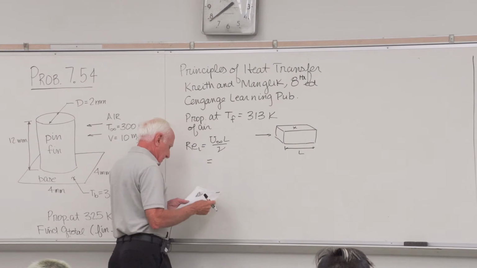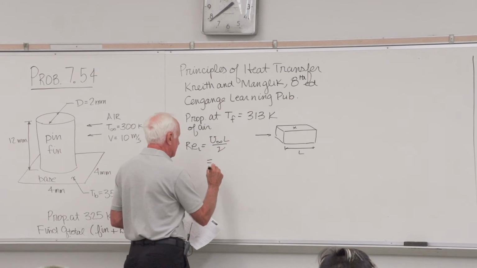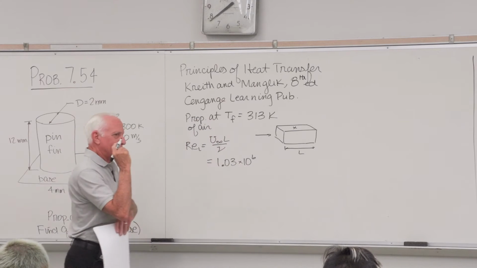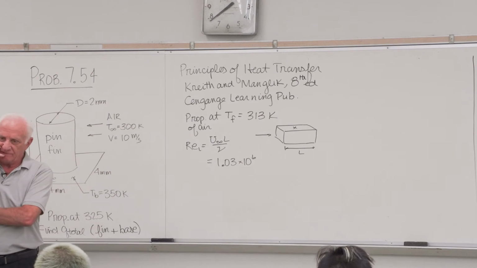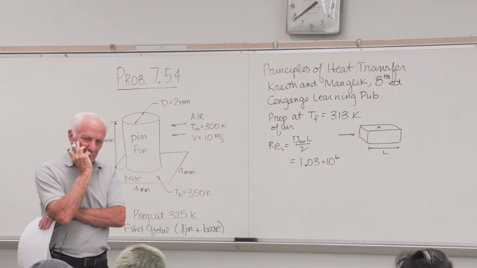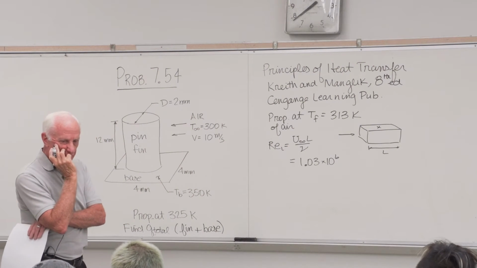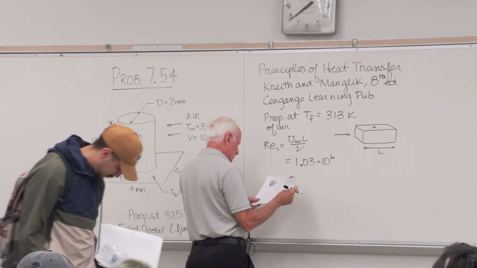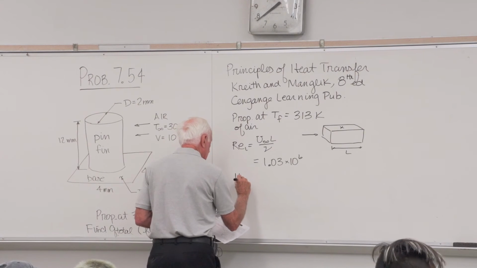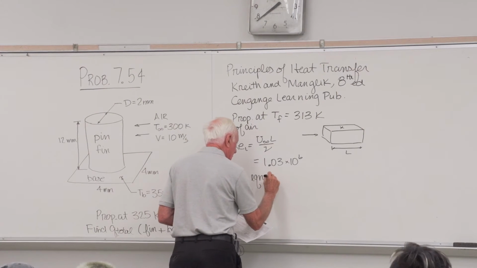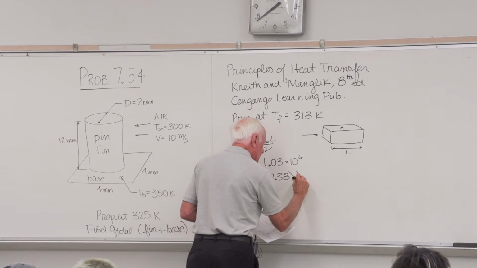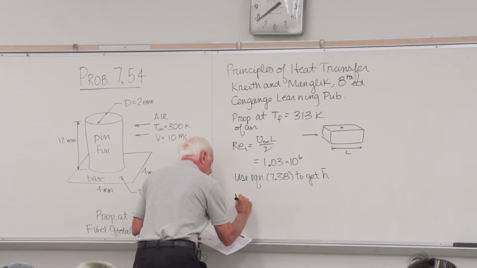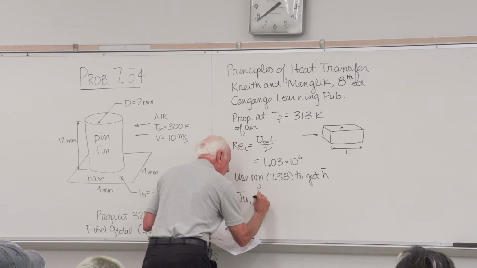So the Reynolds number comes out, as you can see, at 1.03 times 10 to the 6th. Well, it's greater than 5 times 10 to the 5th, but I don't care. He told me, irregardless, assume the flow is turbulent. Okay, it's turbulent. Then you use the equation in Chapter 7, 7.38, to get H bar. Nusselt bar.